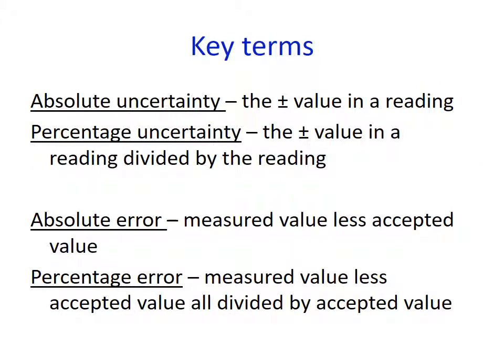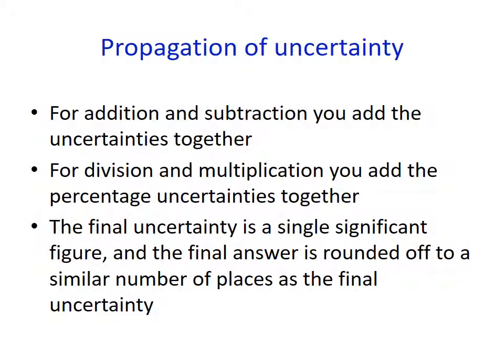Okay, so key terms now. We've looked at errors, now let's look at uncertainty. The key terms are absolute uncertainty, which is the plus minus value in a reading; the percentage uncertainty, the plus minus value in a reading divided by the reading; and absolute and percentage error, absolute being the measured value less the accepted value, and the percentage error being the measured value less the accepted value, all divided by the accepted value. You've been given a value that's accepted, and we're going to compare your experimental result with the accepted value.